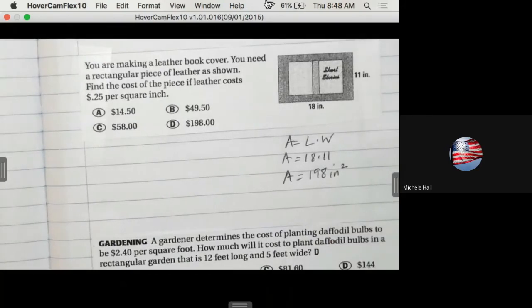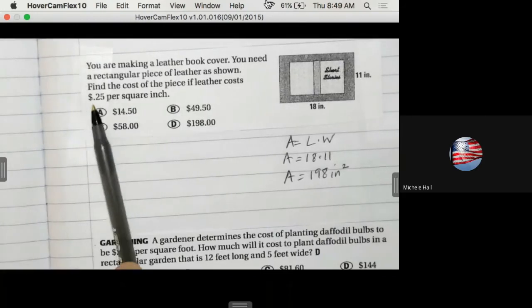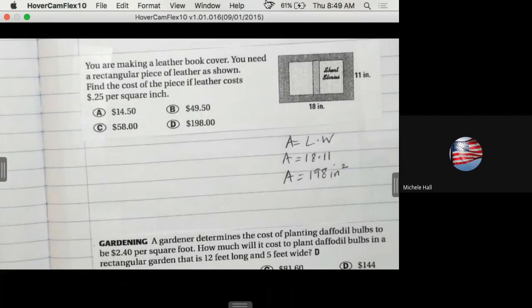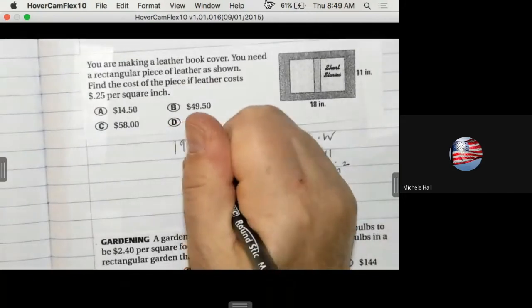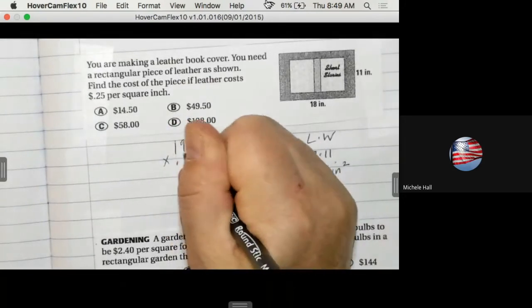Well, how do I figure out the cost of that leather now? 1 square inch would be 25 cents. 2 square inches would be 50 cents. 3 square inches would be 75 cents. How do I figure out 198 square inches? Multiply by a quarter. 198 times 0.25.